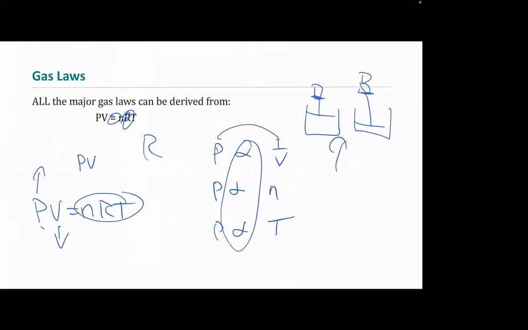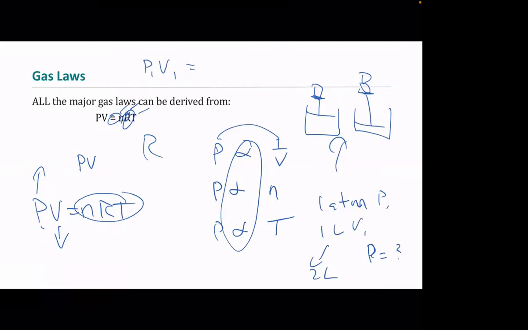Okay, so let's pretend we have a gas now at 1 atmosphere, and it's 1 liter. And we're going to increase the volume of that gas to 2 liters. And the question is, what's the new pressure? Right? So, n doesn't change, R is always a constant, and T doesn't change. So what you do is you say, my initial P, which was 1 atmosphere, times my initial volume, this equals a constant.